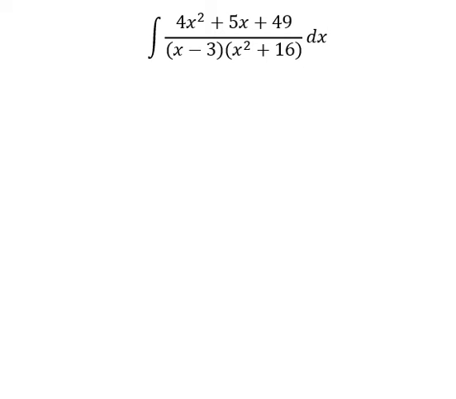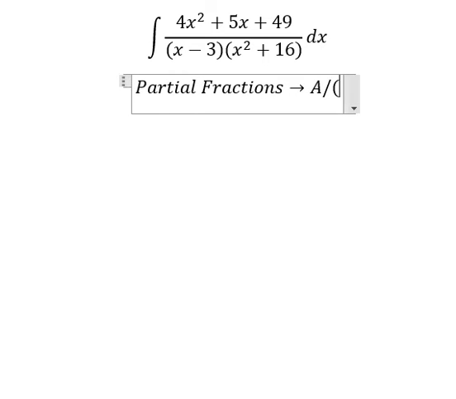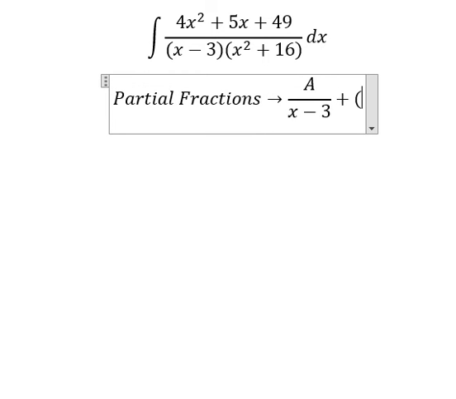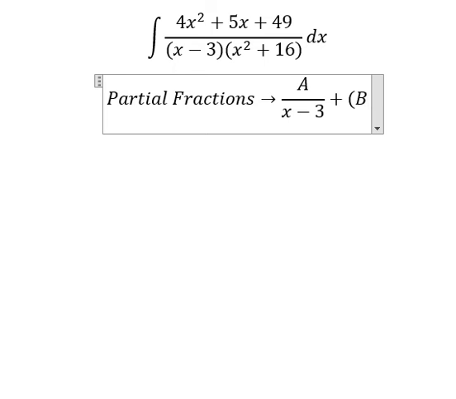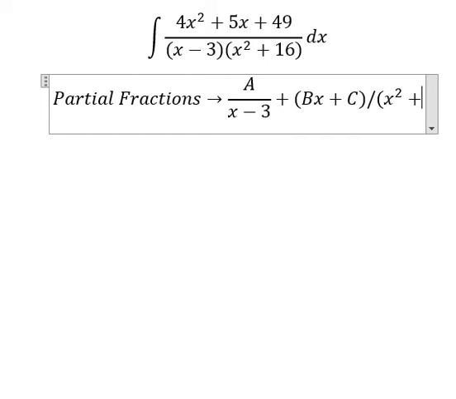We can use partial fractions. So I will put A over s minus 3. The next one is Bs plus C over s squared plus 16.